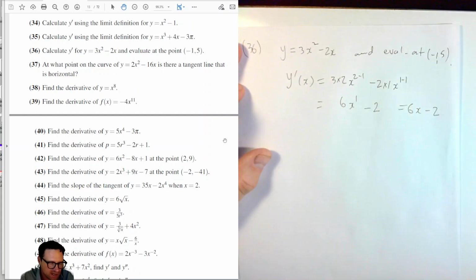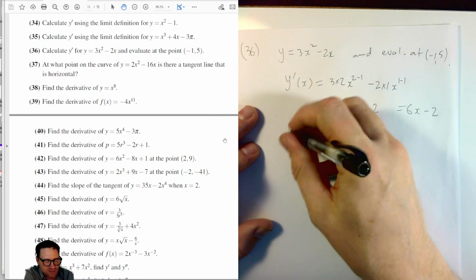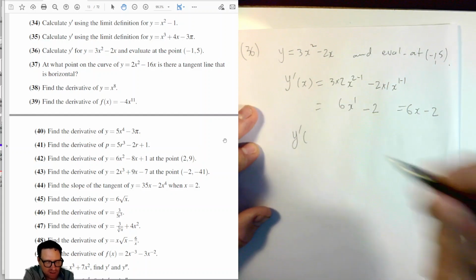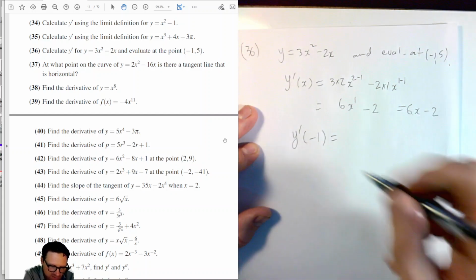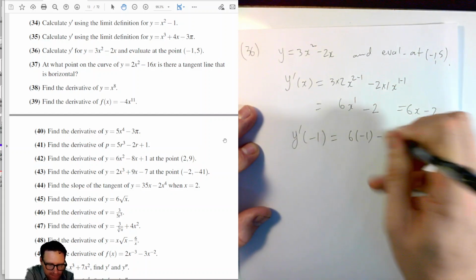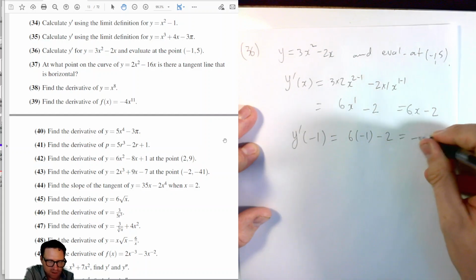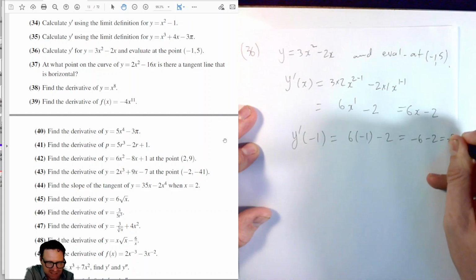Now it says to evaluate it at the point minus 1, 5. So what we need to do is evaluate y dash of minus 1. And so we just replace x with minus 1. So we've got minus 6 minus 2, which is minus 8.